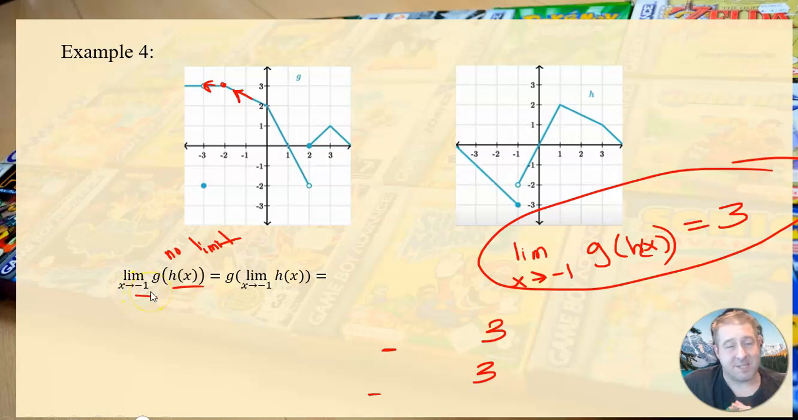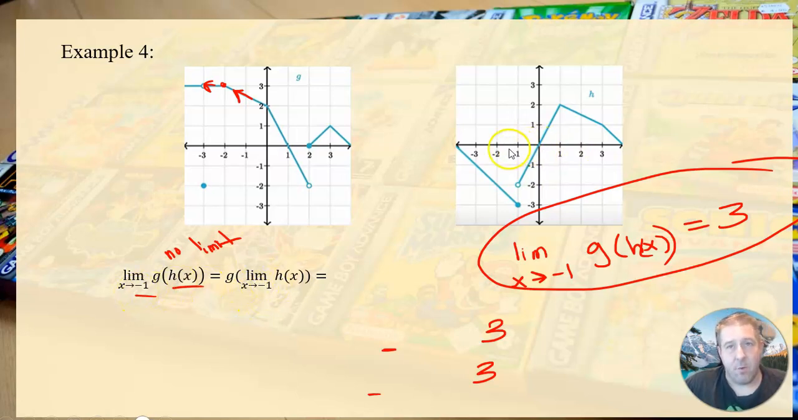First thing I'm always going to do is see if it works out the easy way. Plug -1 in for h of x. Does it have a limit at -1? No, it does not. This is not approaching the same height left and right. All right, so no limit. Easy way didn't work out. Now let's talk about the hard way.